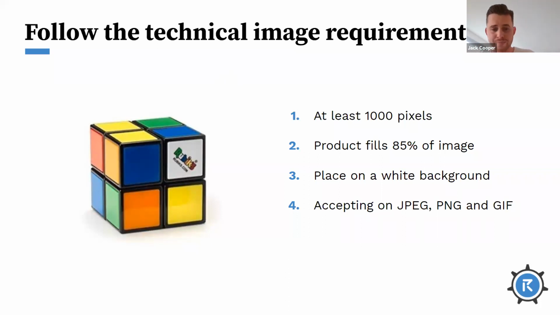Also, the first image on the listing must take up 85% of the image. The product must fill that space. It must be on a white background. These are Amazon's regulations. They brought that in about a year or so ago now. So really key when thinking about how you optimize your product listing.